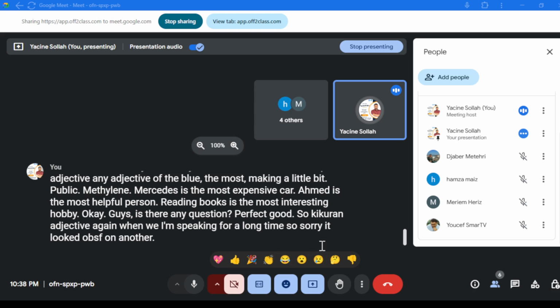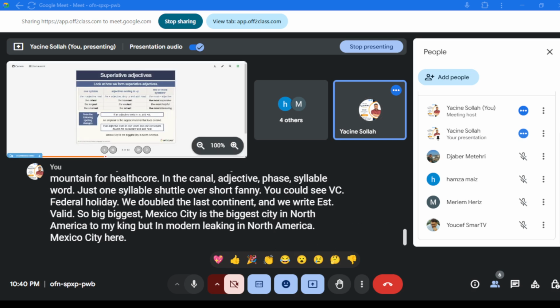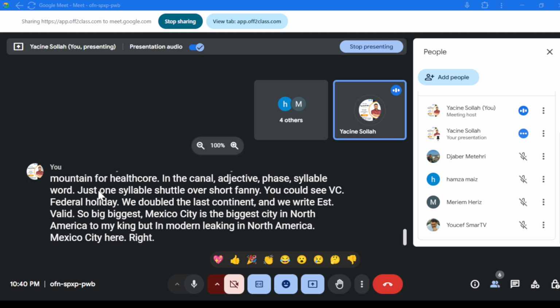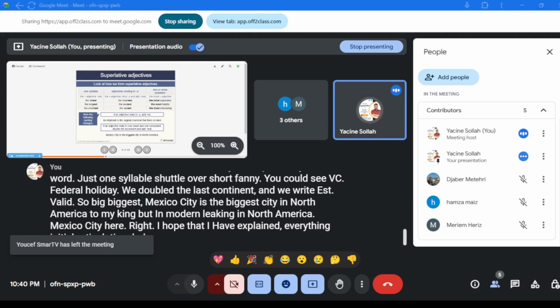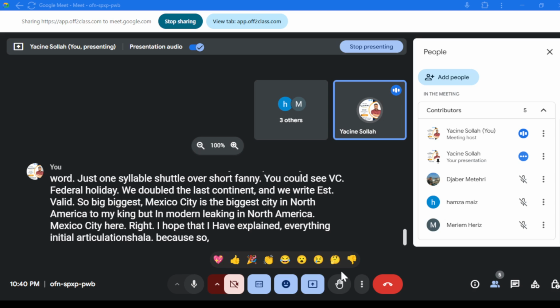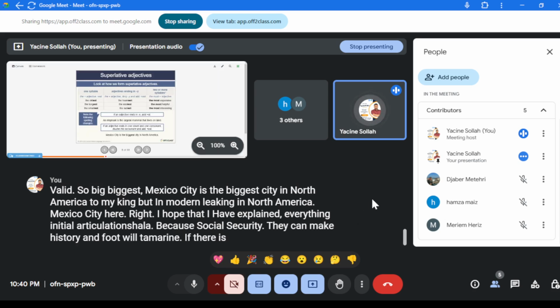America. When we list the cities in North America, Mexico City is the biggest among them. Right? I hope that I have explained everything about the superlative. If there is no question, we start the first activity.